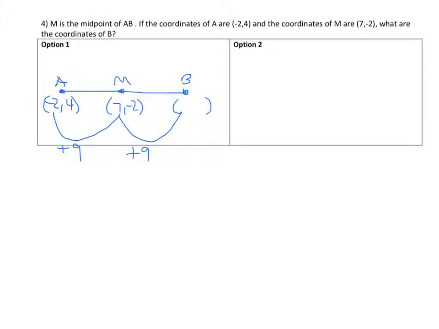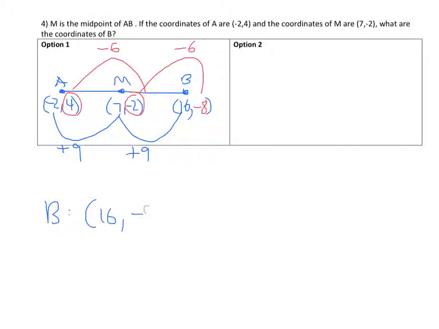So I would take 7, add 9, and I get 16. Then for the y values, I'm going to do the same thing. I look at my y's now, and from 4 to -2, that went down 6. So if I go down 6 more, I'll get the other y value. -2 minus 6 is -8. So then for point B, we get (16, -8).